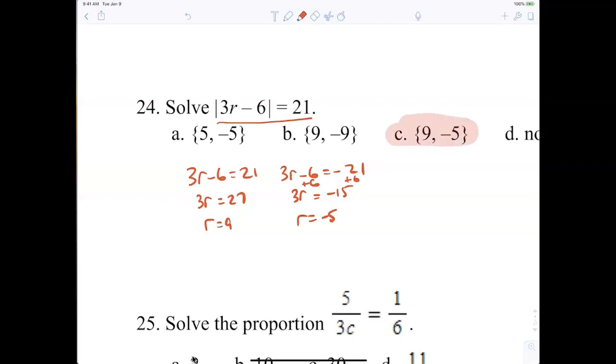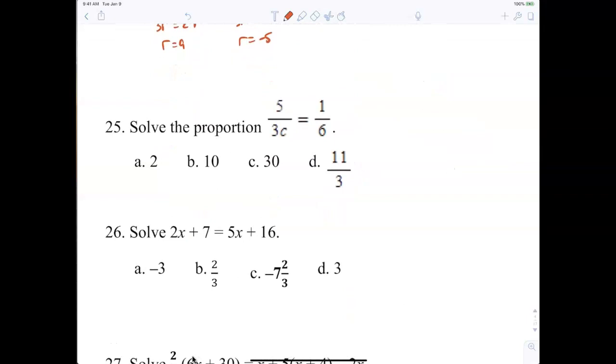Here we go. Now I want to make a quick note here. Alright, hint, hint, this is on the exam. Absolute values cannot equal a negative. So anytime the absolute value is set equal to a negative, just remember it's no solution.